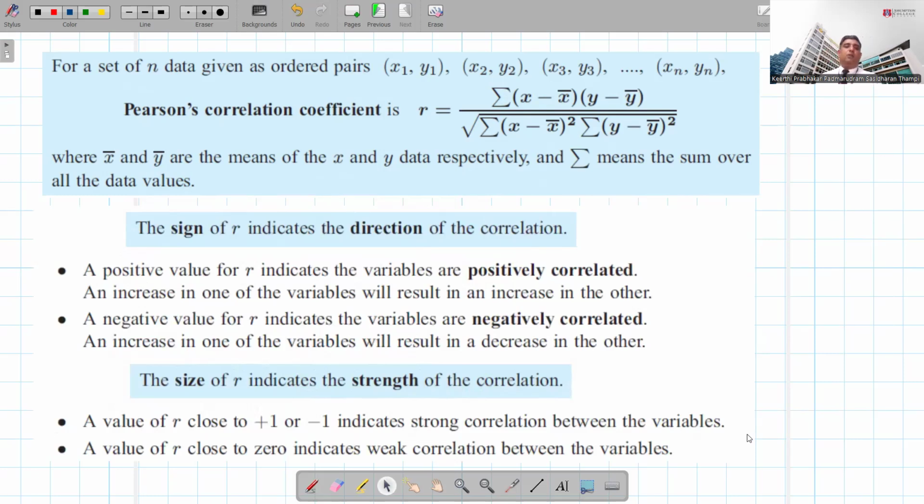Negative means it's a negative correlation. Positive means it's a positive correlation. The size of R indicates the strength of the correlation. You should always remember the size of R. If R is closer to -1 or +1, it indicates a strong correlation. If R is closer to 0, it indicates no correlation. For example, 0.5 is a weak to moderate correlation. Anything less than 0.4, 0.3 is a very, very weak correlation.